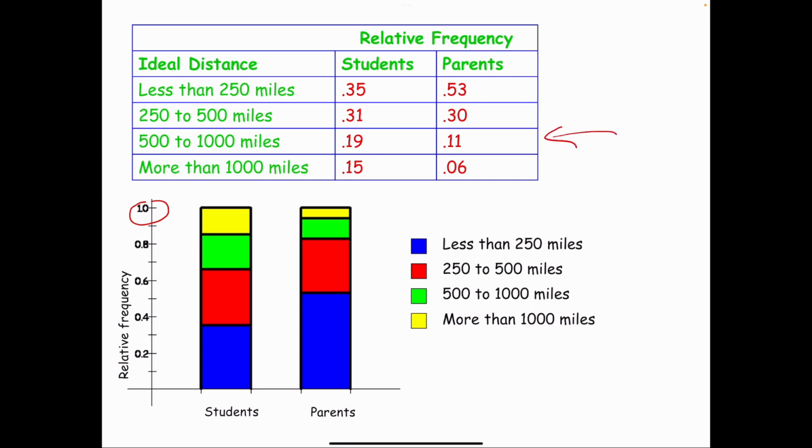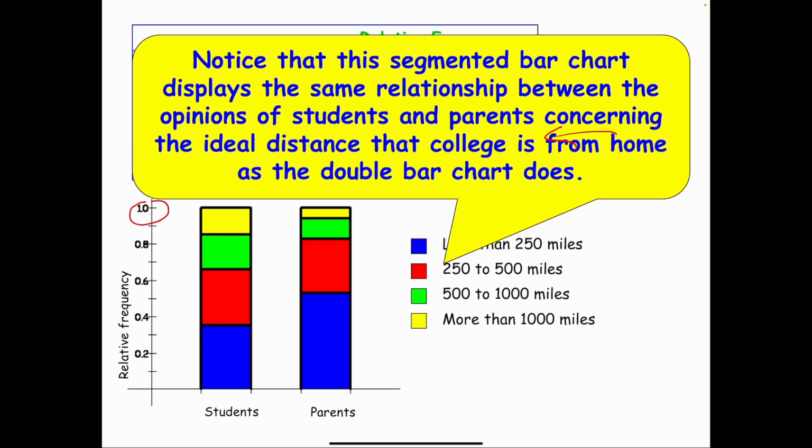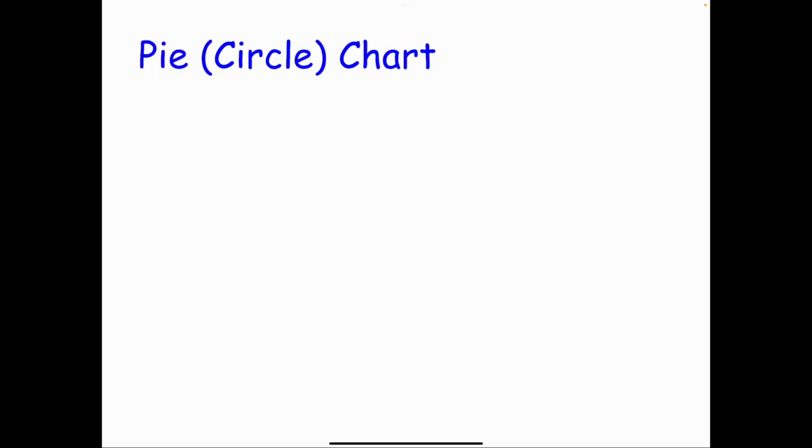table. So notice that this segmented bar displays the same relationship between opinions of students and parents as the previous one, but this bar is more concise, at least in my opinion.